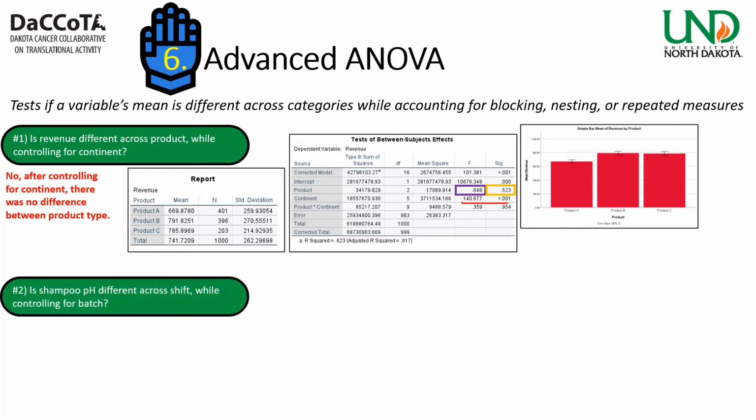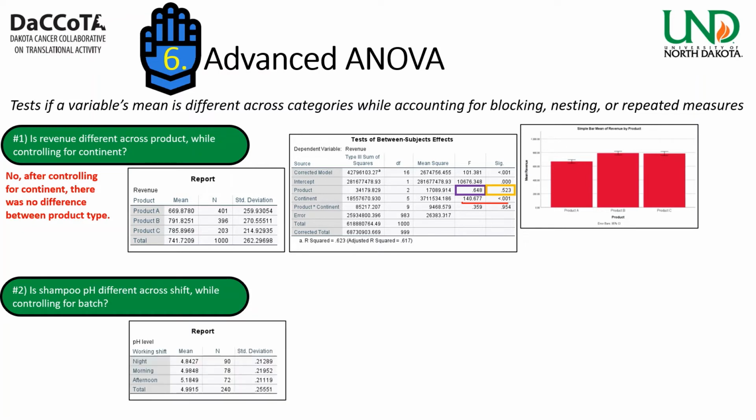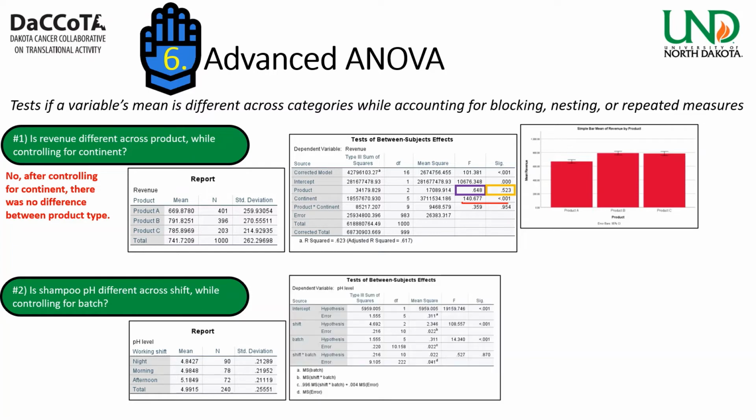Additionally, we could look at another blocking example. Is shampoo pH different across shift while controlling for batch? Again, we're looking at the working shift, night, morning, and afternoon, but then we want to control for batch as well as things like the interaction between them. We see that shift is significant, including our batch variability.